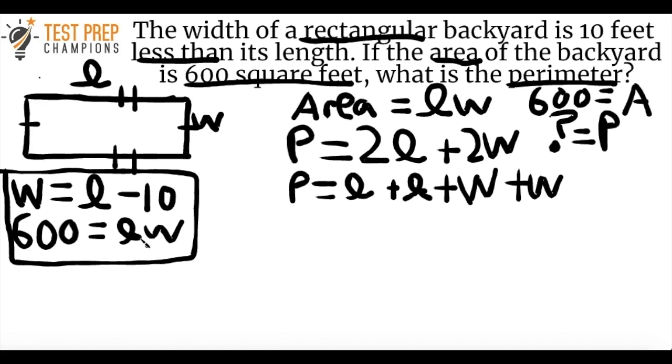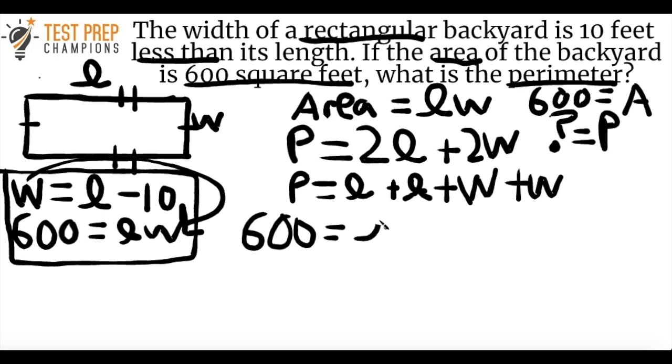So what we're going to do here is we're going to take this W and we're going to substitute it into our area equation here for this W. Okay, so we're going to take L minus 10 and we're going to substitute it into our second equation for W. Okay, so let me show you what I mean. So we've got 600 here. 600 is equal to the length. And so our width is equal to L minus 10. So we can then replace that second W with L minus 10. Okay, so we now have 600 is equal to L times L minus 10.